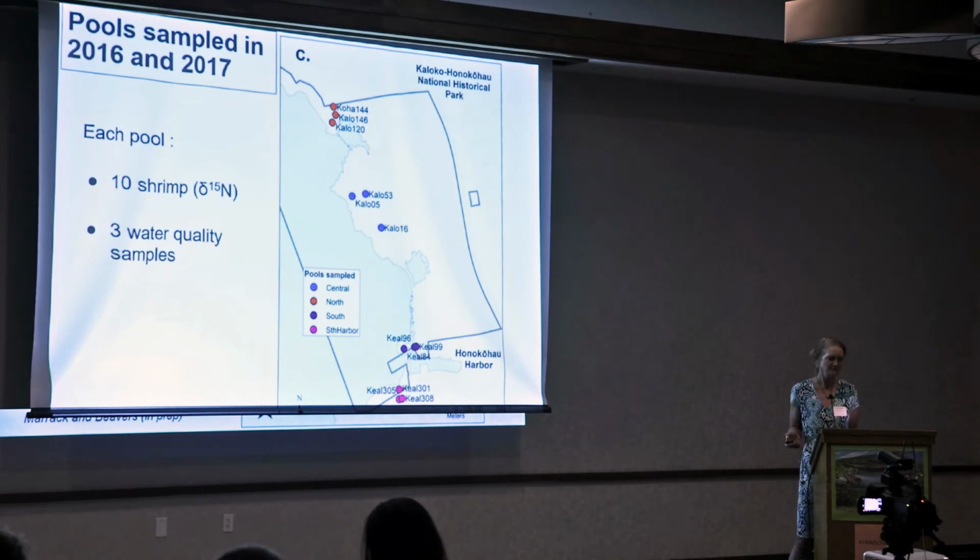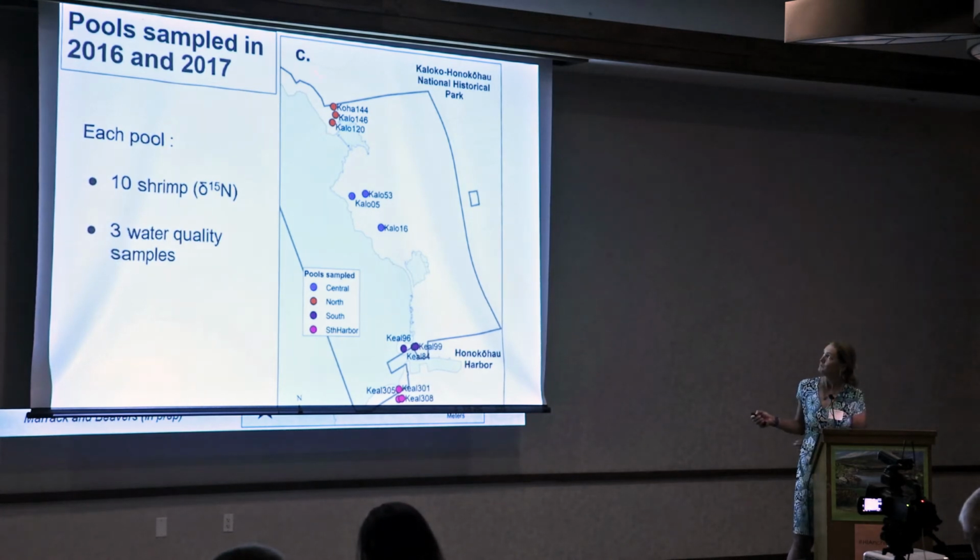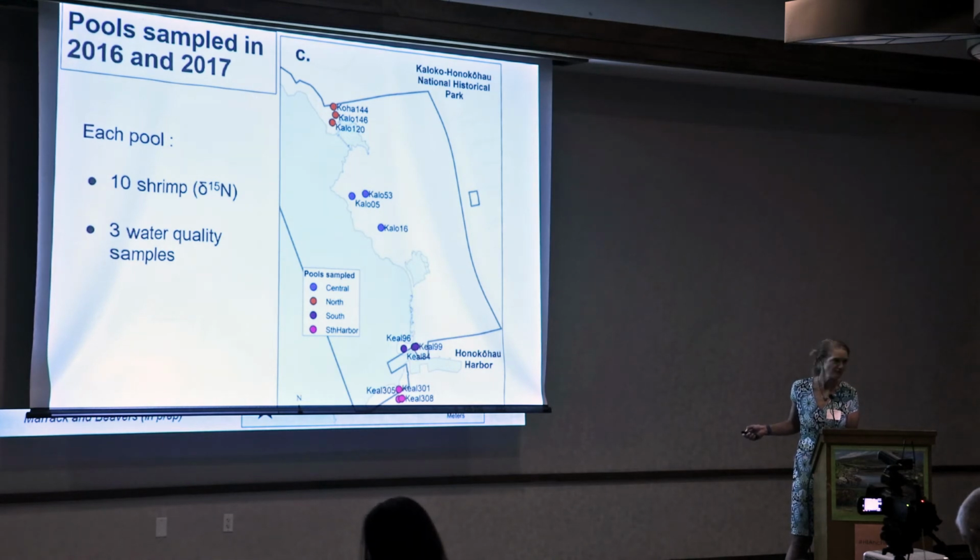So between 2016 and 2017, we went to each of these pools, this is the national park boundary, each of these pools was a site where we collected 10 shrimp for nitrogen-15 tissue samples. And we also collected 3 water quality samples with the inventory monitoring protocols and analyzed those. These are the colors you're going to see in future graphs. The north portion is orange, then we have the central portion, a portion just north of the harbor, which is called south, the south part of the park. And then we have an area south of the harbor.